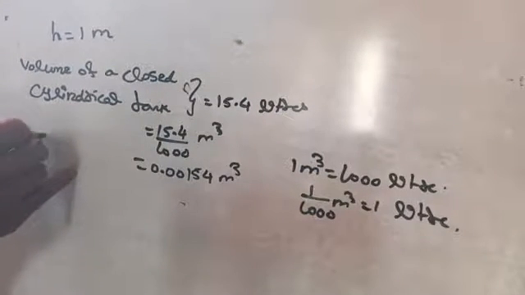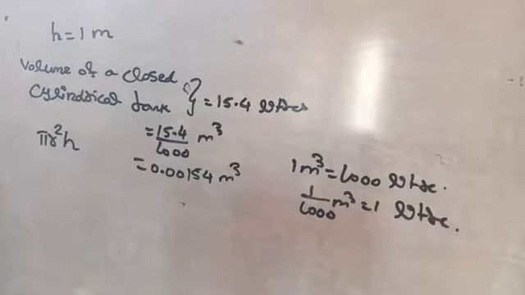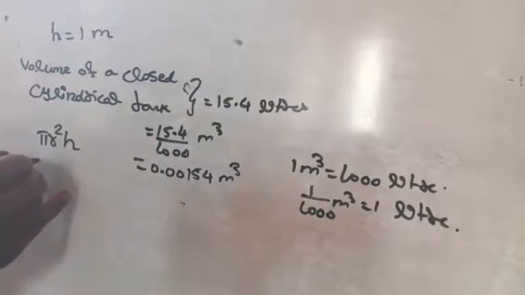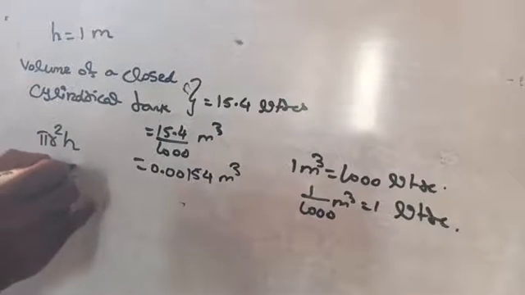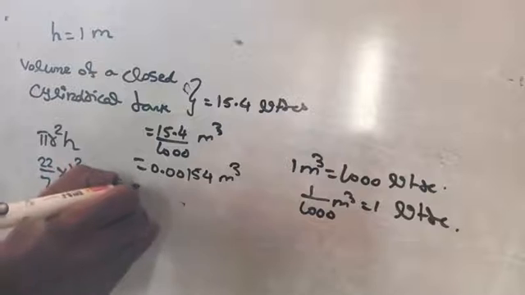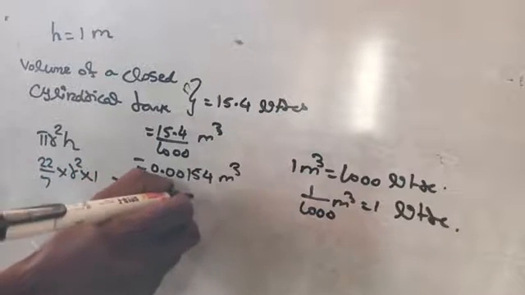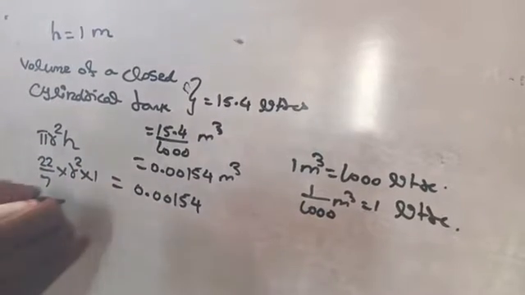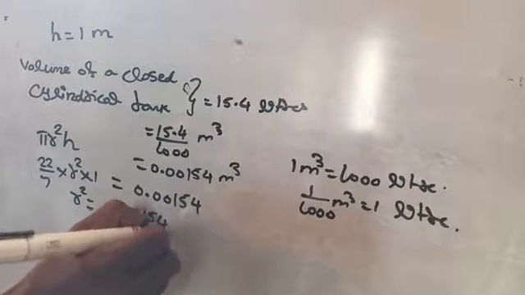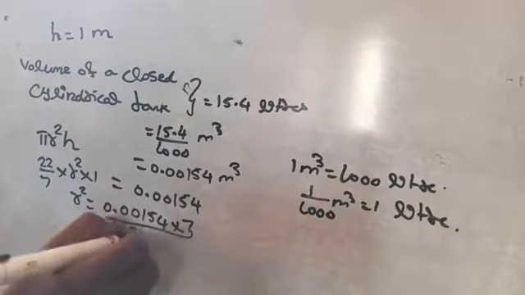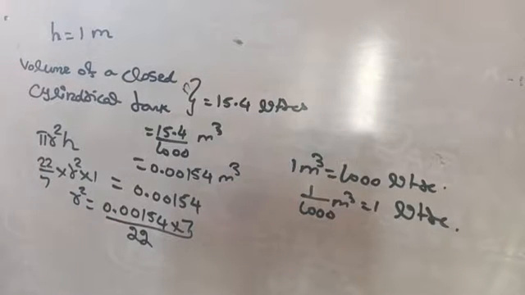Now, what is the volume of cylinder? Pi r square h. Here you know the height, so substitute that. 22 by 7 into r square, we don't know that, we are trying to find, into h which is 1, is equal to 0.00154. Then r square is equal to 0.00154 into 7 by 22. Right?